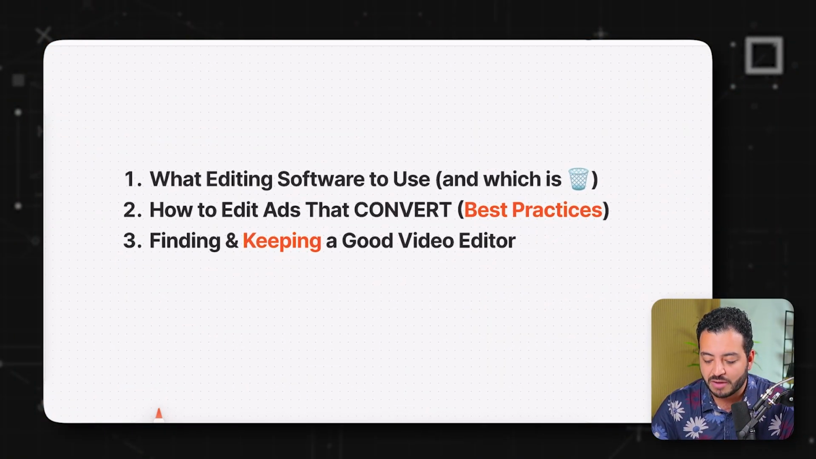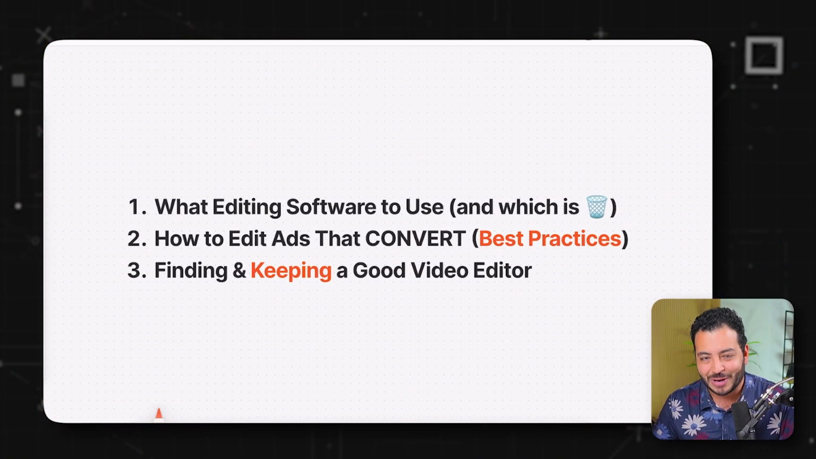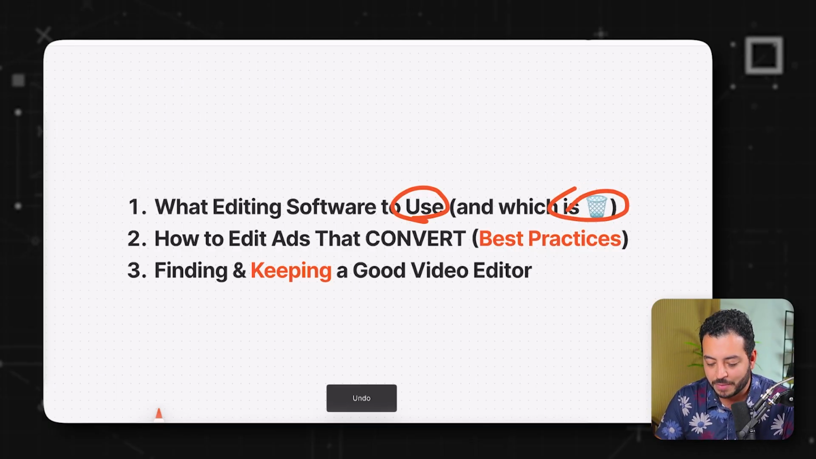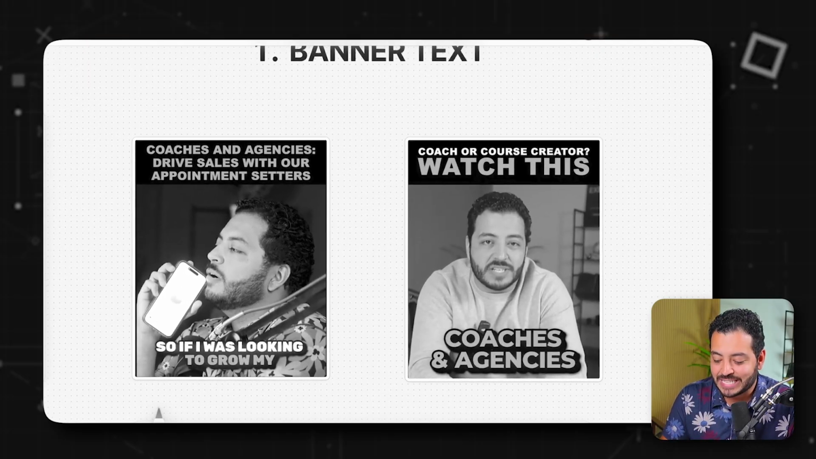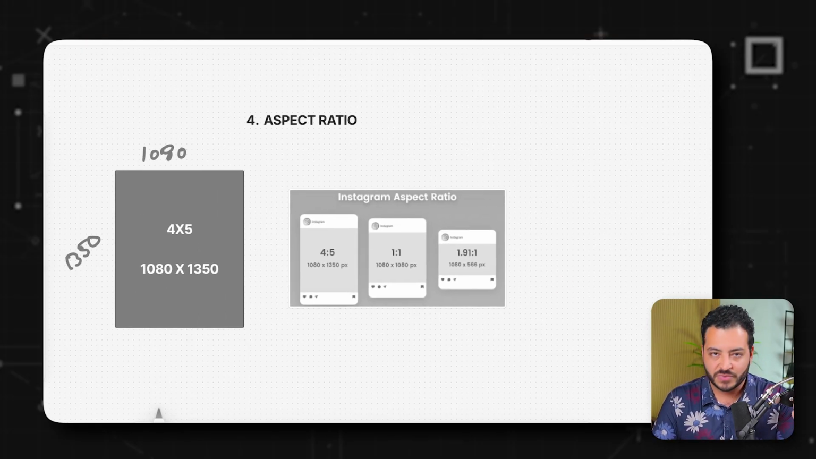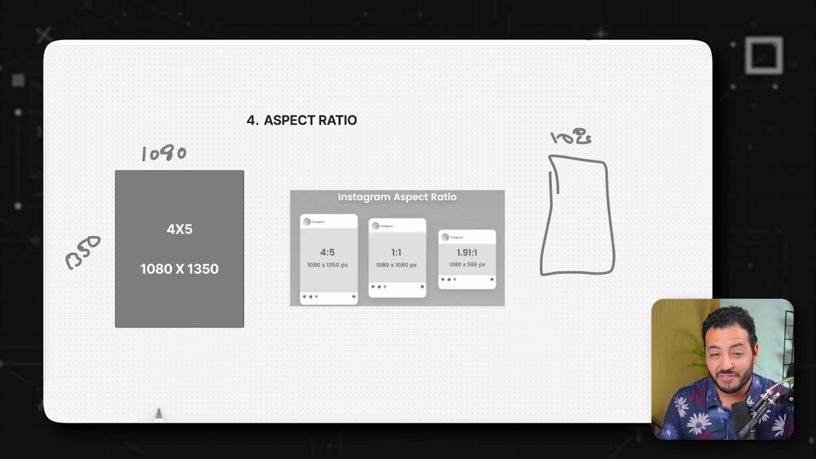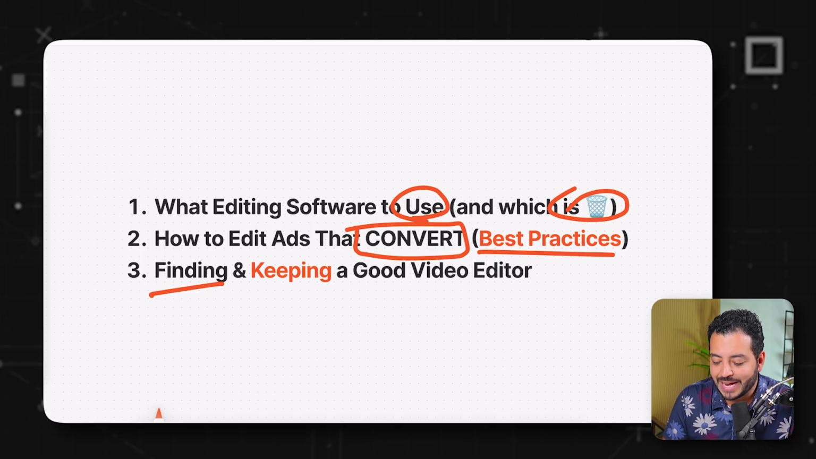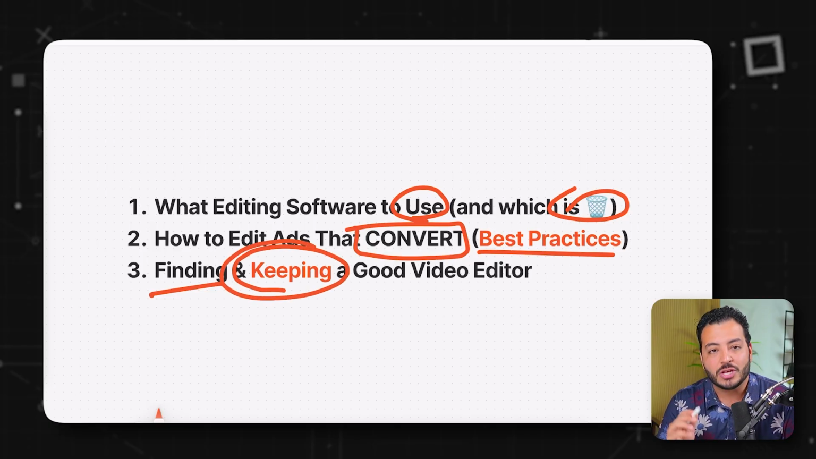So 3 things we're gonna cover. It's gonna be a relatively short video compared to the other ones you've seen on this channel, I'm assuming. Basically, we're gonna go over what editing software you should use and which one is absolutely trash. Do not use this. Your team shouldn't be using this software that we're going to talk about. Number 2 is how to actually edit these ads so that they convert into the things that you want: leads, sales, booked calls, all that kind of stuff, and also keeping that high quality.